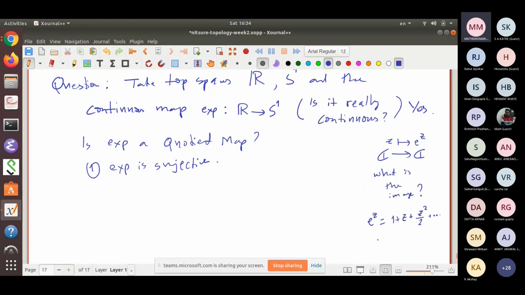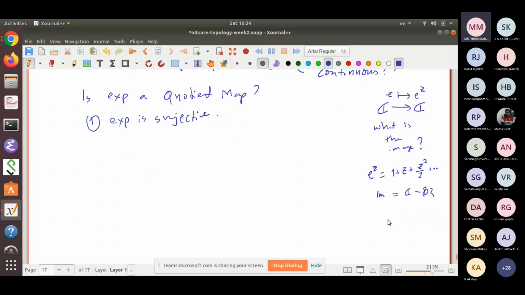C minus 0. Image is equal to C minus 0. Why is 0 not there in the image? Because e to the power z times e to the power minus z is equal to e to the power z minus z, which is e to the power 0, equal to 1. Therefore, this number e to the power z has a multiplicative inverse. 0 times anything can never be 1. So this is never 0. So of course the image is contained in C minus 0. But why is everything in C minus 0 the image?